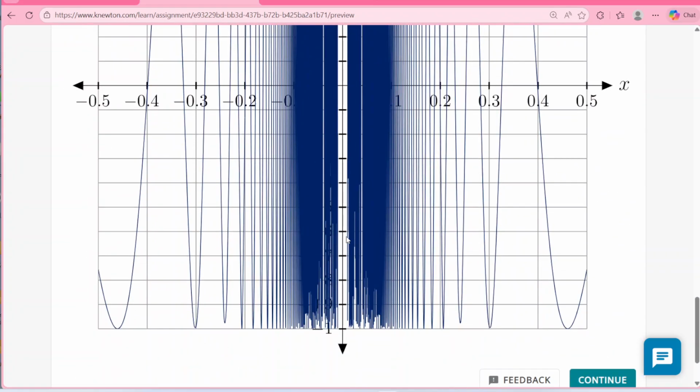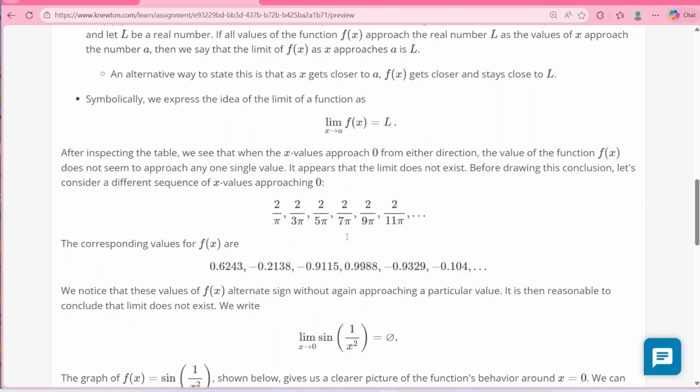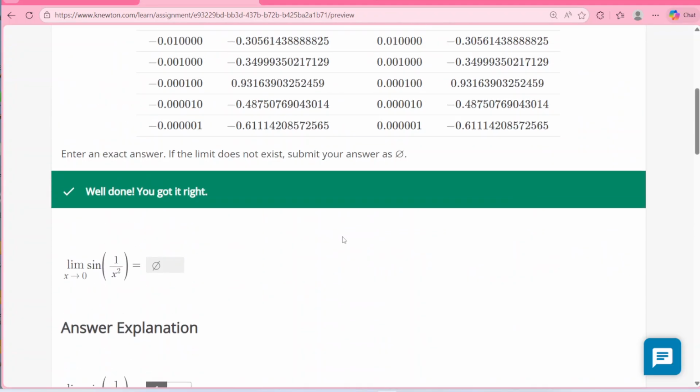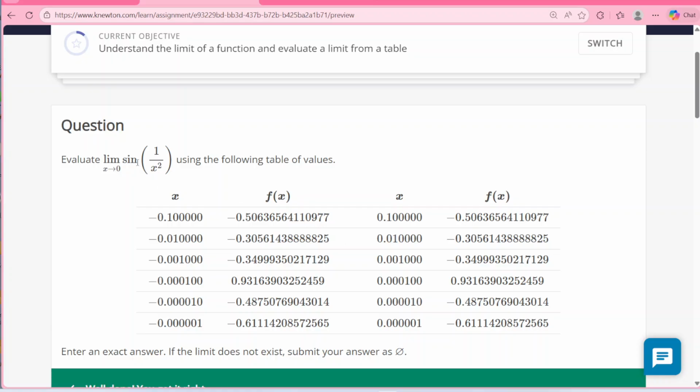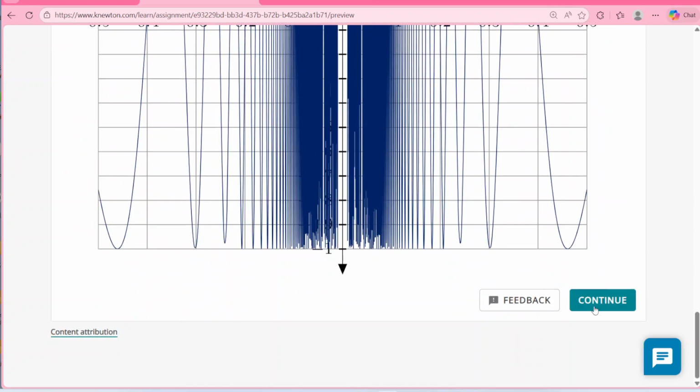And then they show you the graph here, right? The wild oscillation near 0. That's insane fluctuation. So again, from the graph and from a table here, we would surmise that the graph of sine of 1 over x squared does not approach one specific value as x goes to 0. I'm hoping that makes sense. Got to approach one specific location for a limit to exist. Okay.